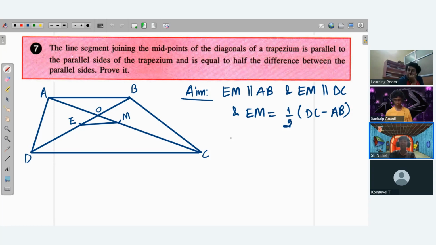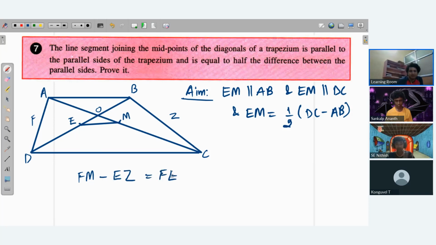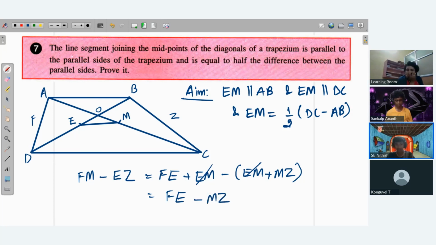FM minus EZ is 1 by 2 of DC minus AB. If this is F and this is Z, FM minus EZ: FM is FE plus EM, and EZ is EM plus MZ. So this cancels, and what you get is only FE minus MZ, which is equal to EM.